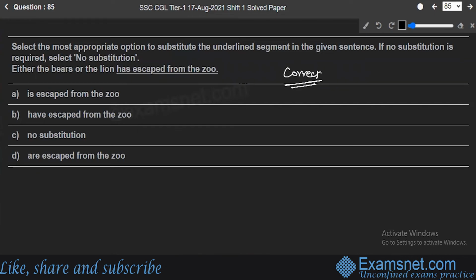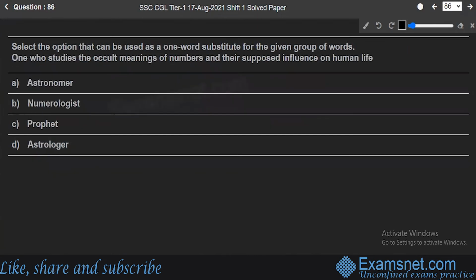If two subjects are connected with neither, nor, or with either, or, then the verb should be used according to the nearest subject of the sentence, right? So here the correct sentence is the one which is given: either the bears or the lion has escaped from the zoo. It is absolutely correct, so no substitution is required. Option C is the answer to the question. Hope you are clear. Then let's move to the next question, number 86.